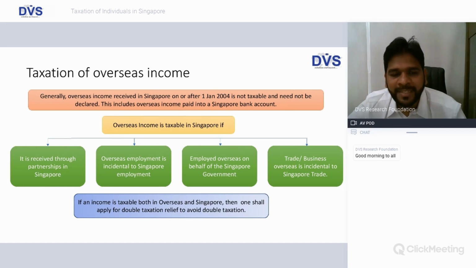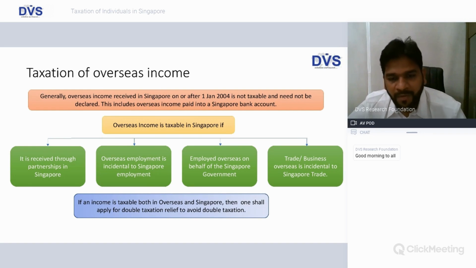The second condition is overseas employment which is incidental to the Singapore employment. So let's say an SSE is a Singapore employee and he's been sent on a secondment basis for a particular project overseas to complete a task and come back. If he's paid any income overseas, which is relating or incidental to his Singapore employment, he or she will be liable to tax on that income as well.